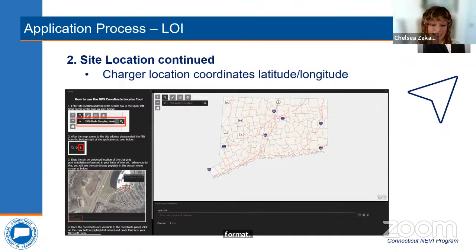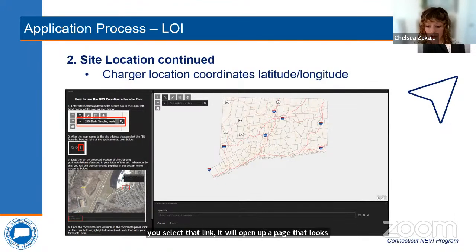Site location continued, the LOI asks the applicant to provide the coordinates for where the EV chargers are proposed to be located on the site. The LOI provides a link to a coordinates tool, and when you select that link, it will open a page that looks like the screenshot here on the slide.